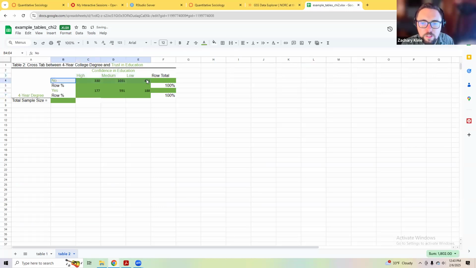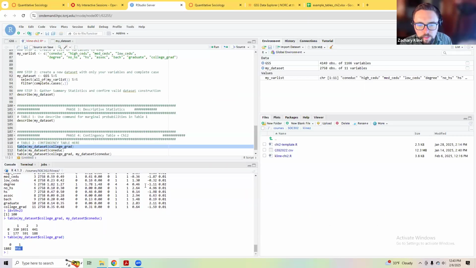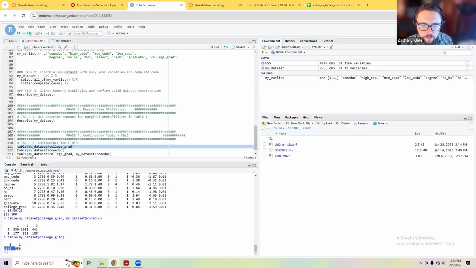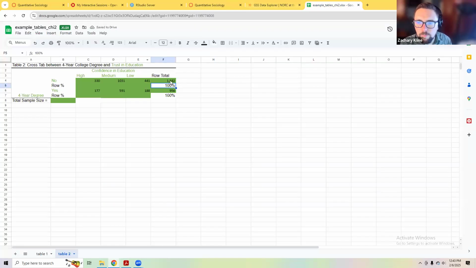Good catch. So no's always going to list first. One's going to be listed second. This is a good thing to keep going through and checking where your values are. This is where our 956 is. So there are 956 people who say yes to a 4-year degree. Similarly, there are 1802 that say no.